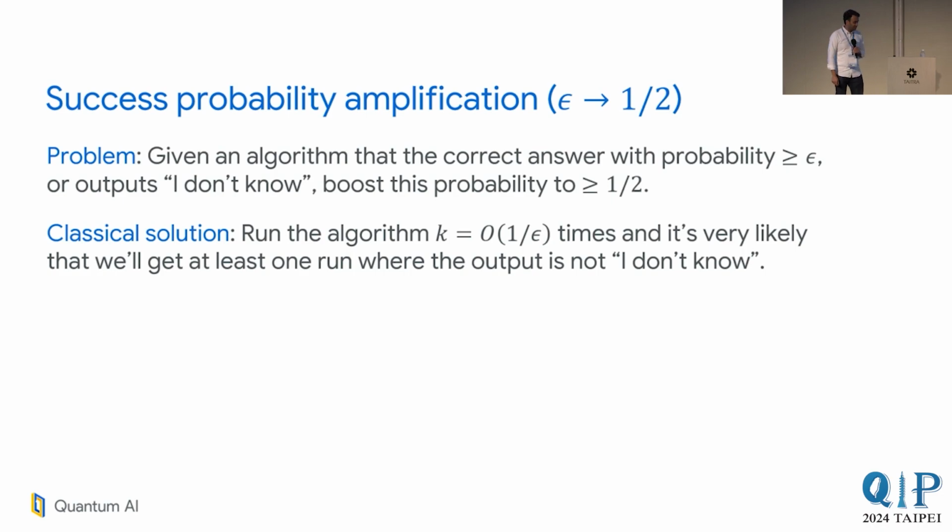And this is somewhat reasonable. If you have heads probability P, you have to toss a coin about 1 over P times before it comes up heads. If you haven't seen this before, think about it. It's fun to work out. Okay, so that was classical.